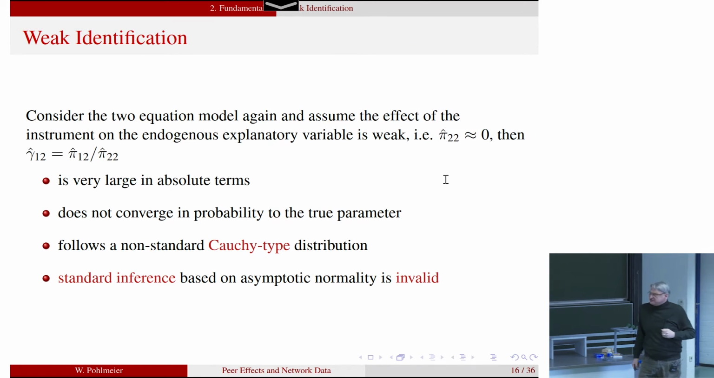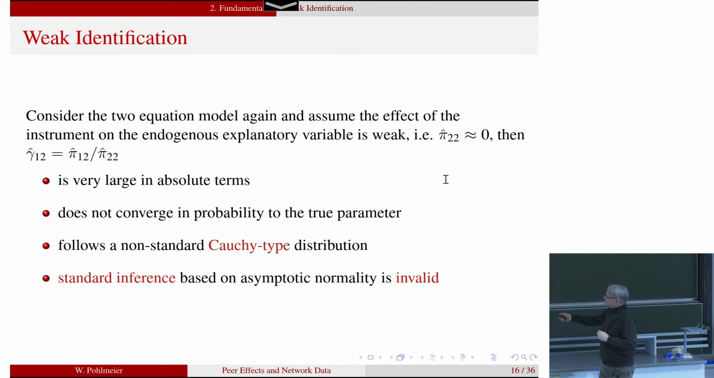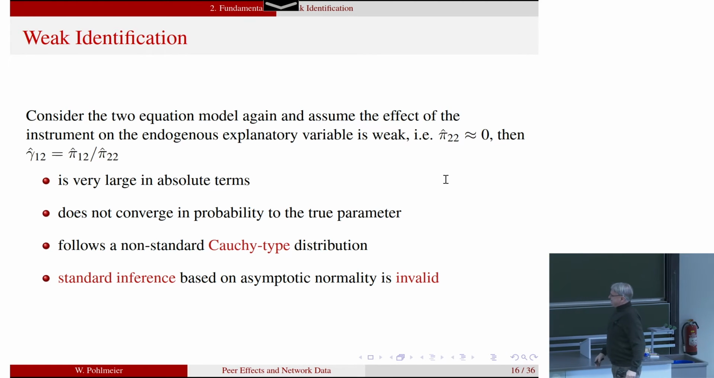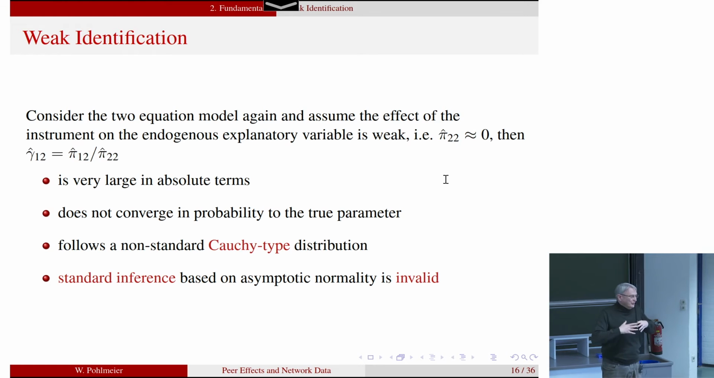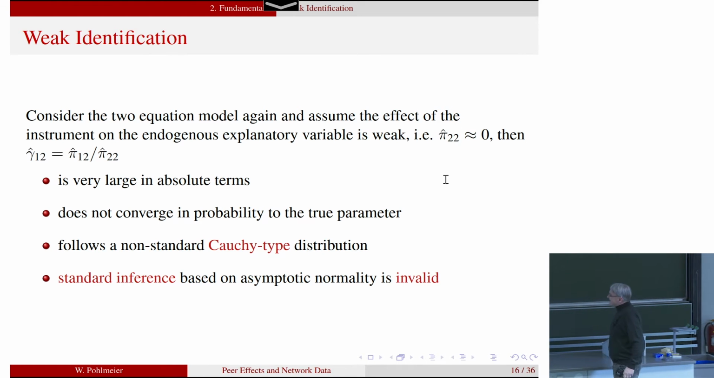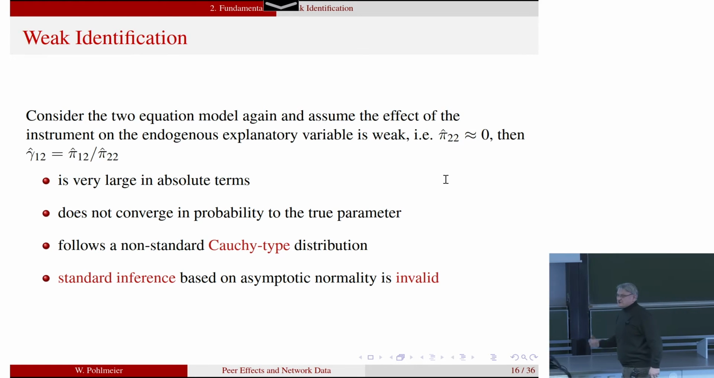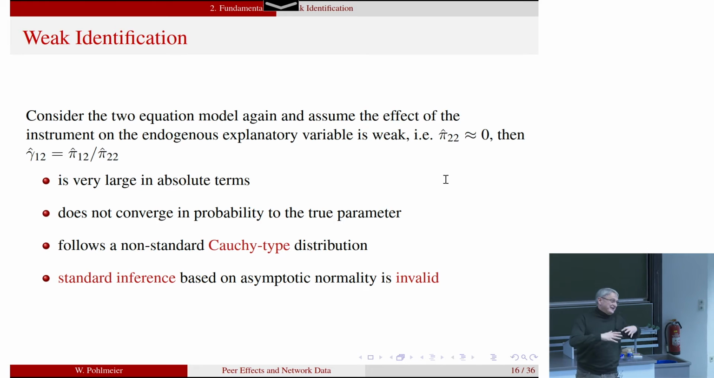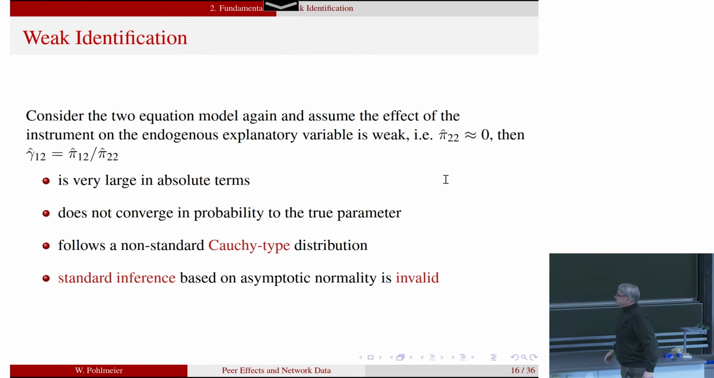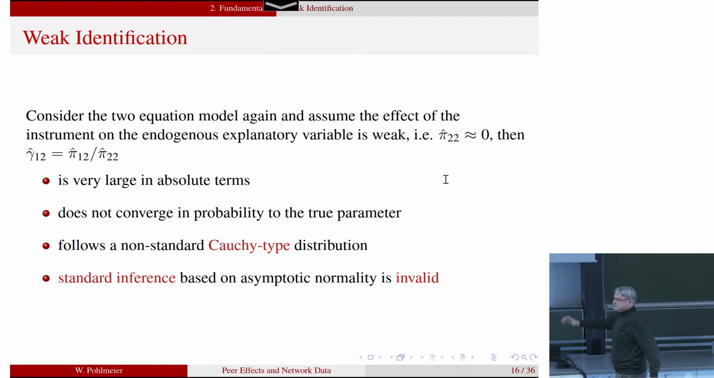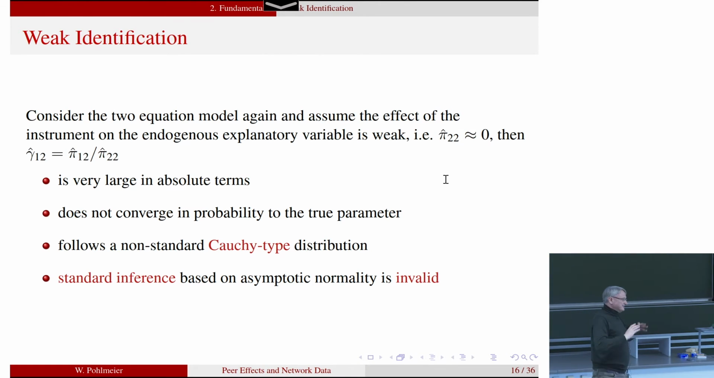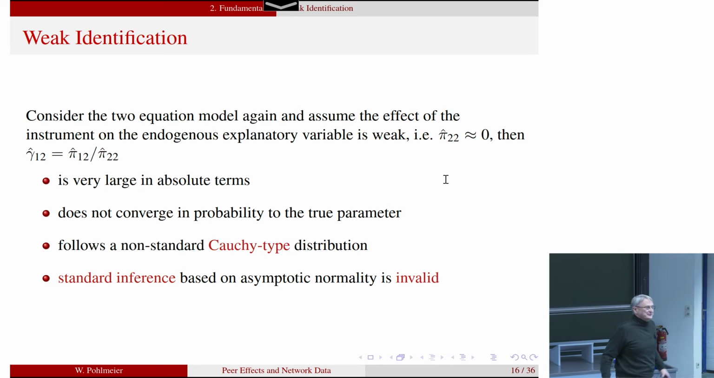Weak identification is the case I was mentioning already. Here, if the pi 2 is very small, then you end up in a world that has estimators which are pathological. Yeah? So they do not follow a Gaussian type of distribution. You cannot really do inference. There are no t-values anymore. These parameters do not even converge to a single point if n goes to infinity.